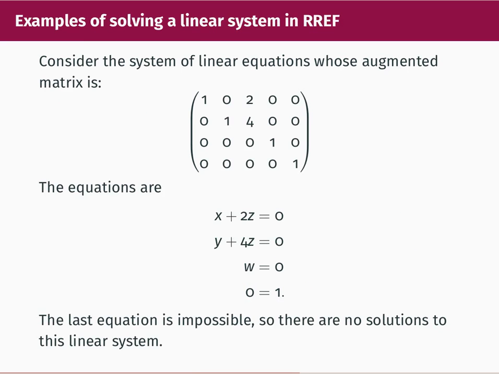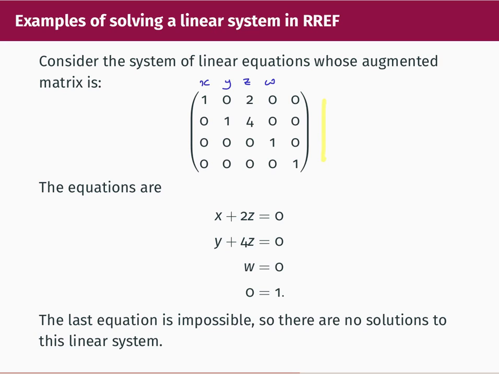Now let's look at an example of solving a linear system whose augmented matrix is in row-reduced echelon form. Here's the augmented matrix. You can check that that really is in row-reduced echelon form. Let's look at the equations it corresponds to. So we'll give some names to the variables in this linear system. Let's say x, y, z, and w, and then the last column corresponds to the constants on the right-hand sides of our equations.